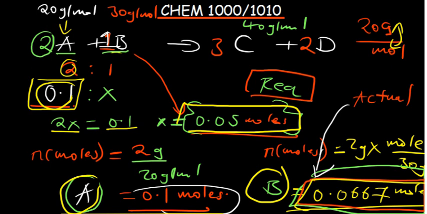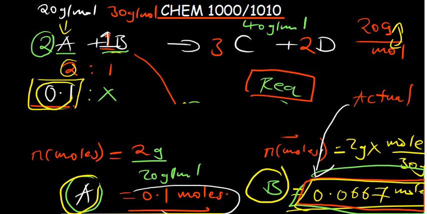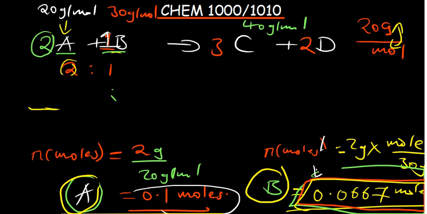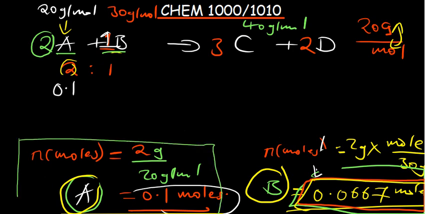So let me just repeat one thing. Maybe people are still not clear. I'll repeat. Pay attention. So we were using the information given in the question to determine the number of moles, okay? So this is for our A. Then these are the number of moles available for our B. So these are what we are calling the actual number of moles.